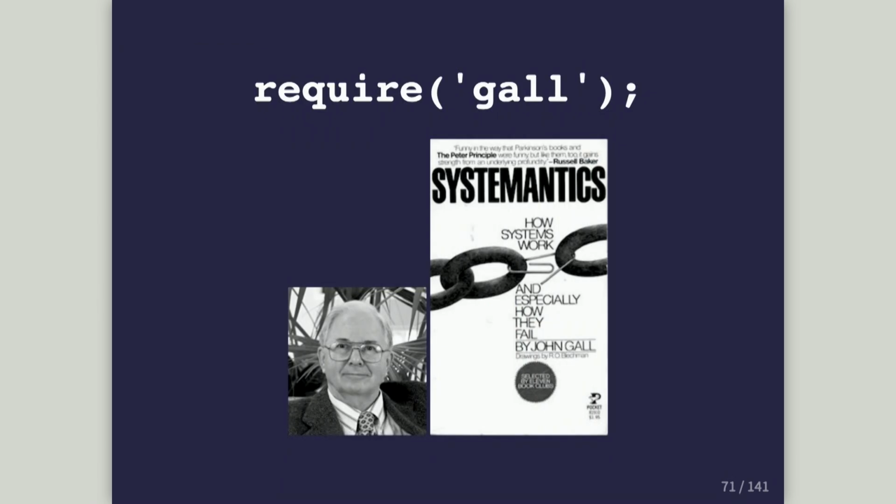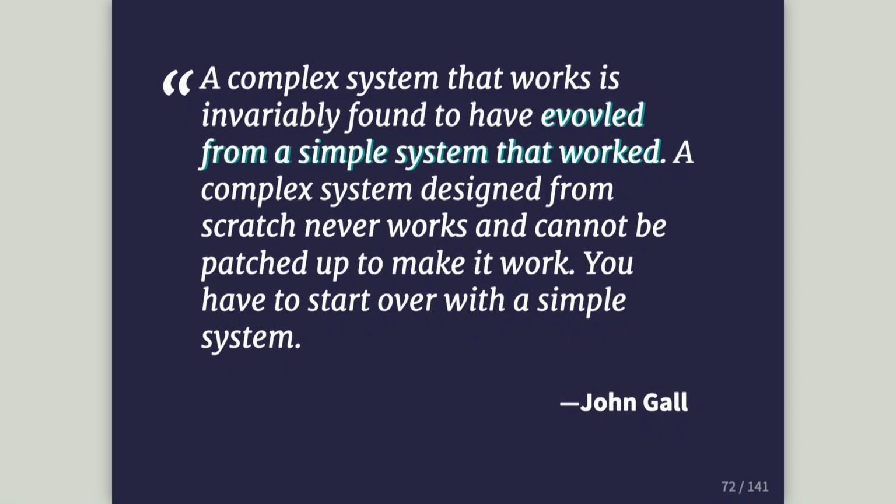And so there's this person who's actually a pediatrician, but he wrote one of, I think, the most entertaining and fascinating books on systems called Systematics. It says how systems work, and especially how they fail. And he says this, a complex system that works is invariably found to have evolved from a simple system that worked. A complex system designed from scratch never works and cannot be patched up to make it work. You have to start over with a simple system. So what is that simple system?